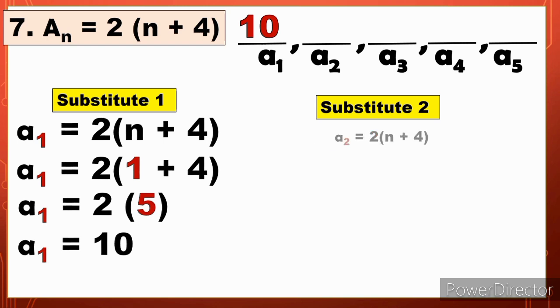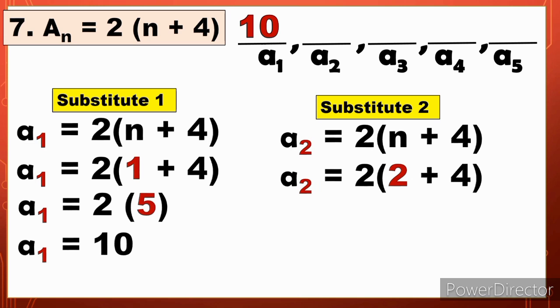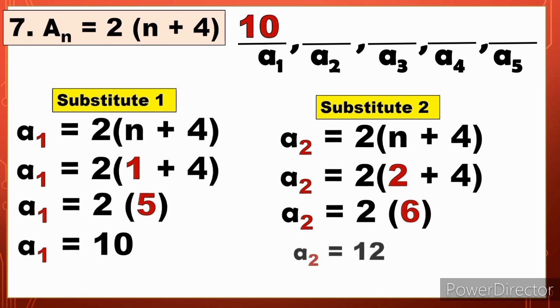Okay, next, to find the second term or a sub 2, sasubstitute natin ang 2. So, a sub 2 equals 2 times the quantity of n plus 4. Then, it becomes a sub 2 equals 2 times the quantity of 2 plus 4. So, simplify natin yung nasa loob ng parenthesis. So, 2 plus 4 is 6. And then, it becomes a sub 2 equals 2 times 6. And 2 times 6 equals 12. And 12 is the second term.